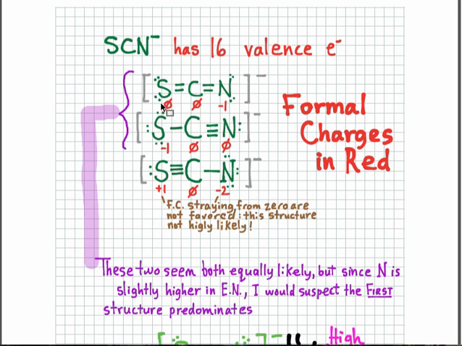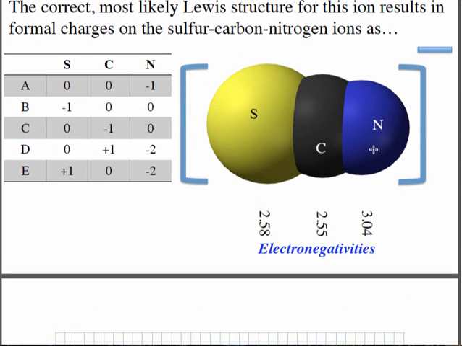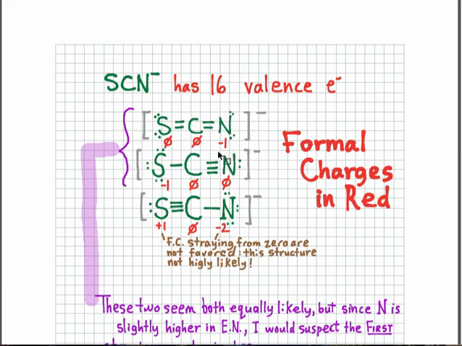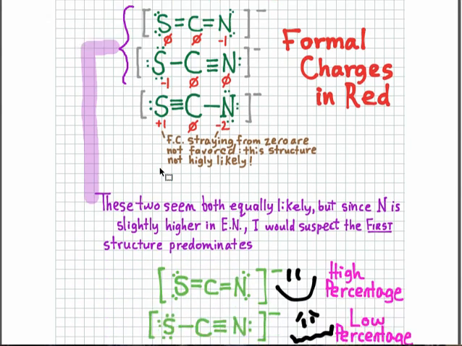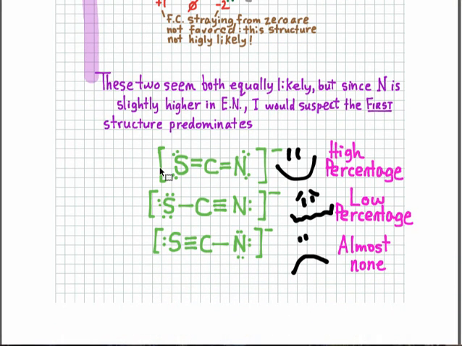These look equivalent, 0, 0, negative 1, 0, 0, negative 1. But which one's more electronegative, nitrogen or sulfur? And we check this out. Oh yeah, it looks like nitrogen's a little bit more electronegative than sulfur. So I would have to say that this one is more favored than this one, because of the electronegativity of nitrogen. I think I wrote that out here. Did I? I did. What do you know?